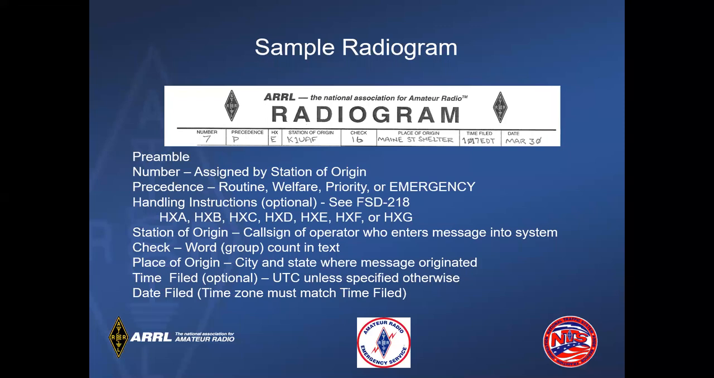The precedence indicates the importance of the message. The least important is routine, abbreviated with an R. Welfare is a health and welfare message, the next level of importance, where either people in the affected area are trying to get a message to family and friends outside of the area to let them know their status, or people from the outside are inquiring about family or friends that might be affected by the incident. Priority is urgent information, but not of a life-threatening nature. And welfare is abbreviated with a W. Priority is abbreviated with a P.